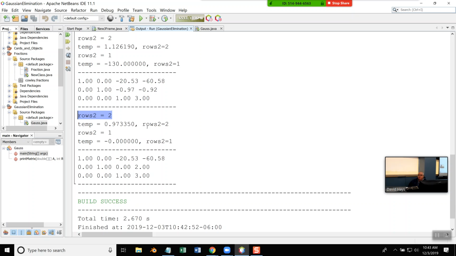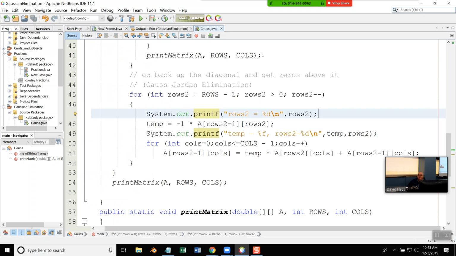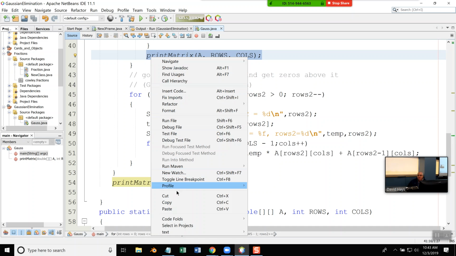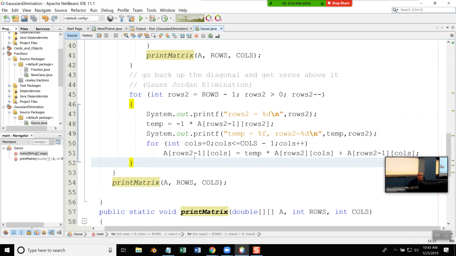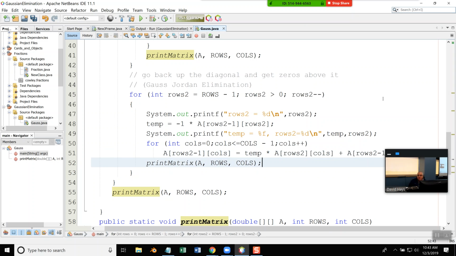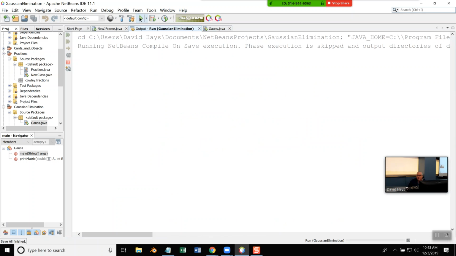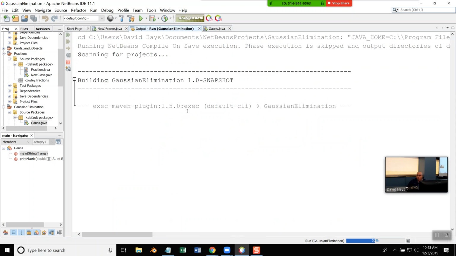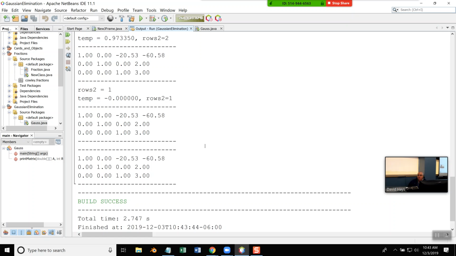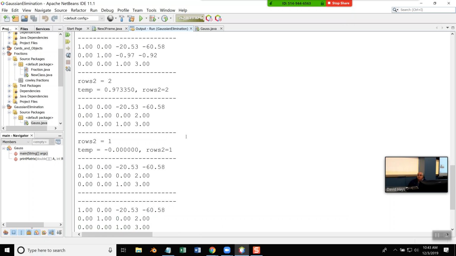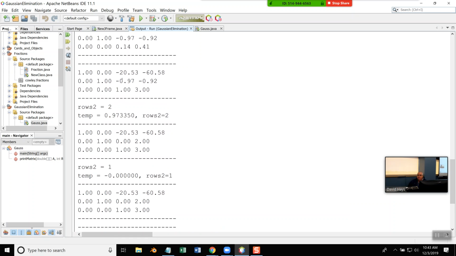Rows 2, temp is equal to 0.9. That's right. I must not be printing out my matrix, which would help, I suppose, in debugging it. So right here, after I finish modifying my matrix, I should print out my matrix. Okay, so row 2, I'm on this row. I'm getting this number, the negative of it. That's correct. Get a 0 there.